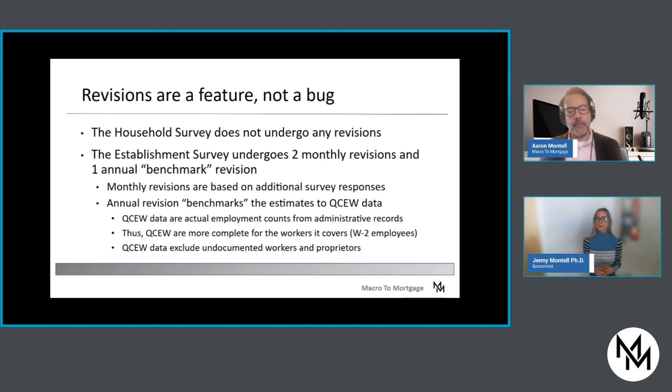And so the QCEW data exclude all proprietors, documented and undocumented, and all undocumented workers because they won't have a W-2 form. Got it. And this will be important for what we're going to talk about in the coming slides.